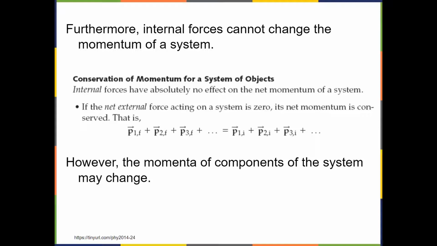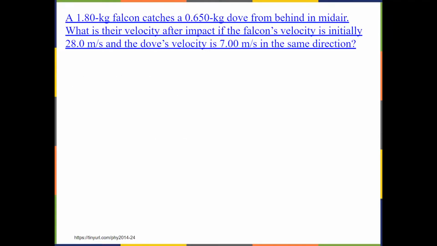But for an individual object, its momentum might be changing. Just keep that in mind. And in most cases, they are changing. But the summation of momenta from all the objects will remain the same. All right, so I think we looked at one example last time.